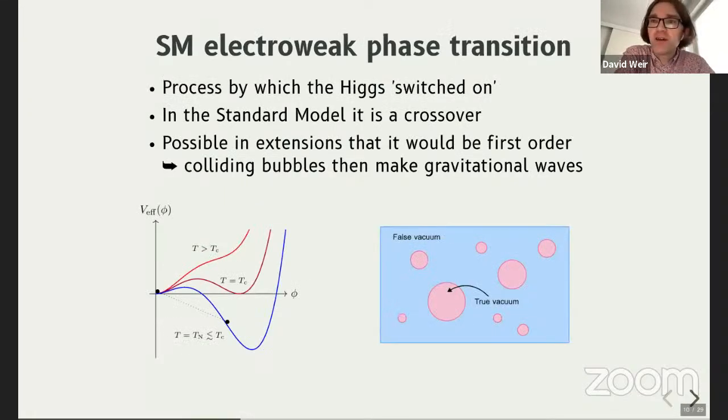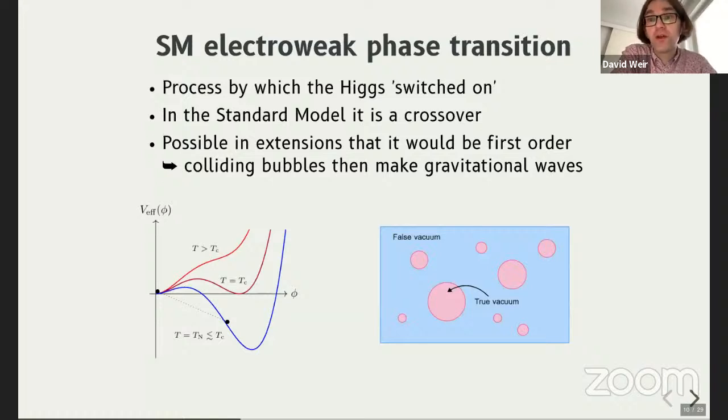So what is the electroweak phase transition? Well, it's the process in which the Higgs turned on. So we have some way by which the Higgs goes from the kind of false vacuum through to the true vacuum, and this in the standard model is not a phase transition at all.